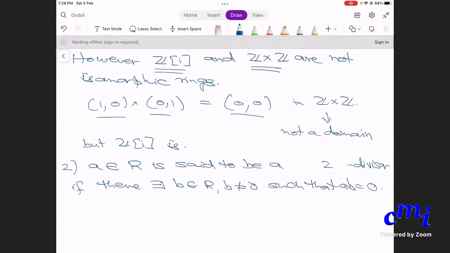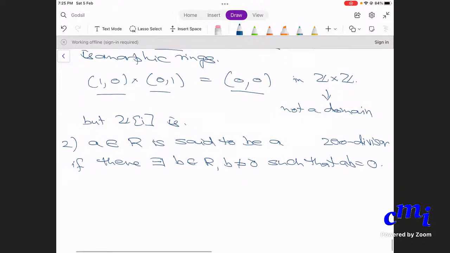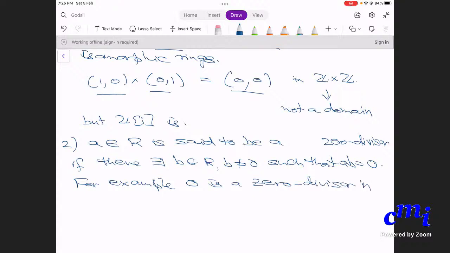Let's try to understand this definition. I'm trying to define something known as a zero divisor. A zero divisor in a ring is an element A such that for some other element B which is not 0, you multiply with A and get 0. If there exists such a B which is not 0, such that AB is 0, then we say that A is a zero divisor. For example, 0 is a zero divisor in any ring R, not the zero ring.